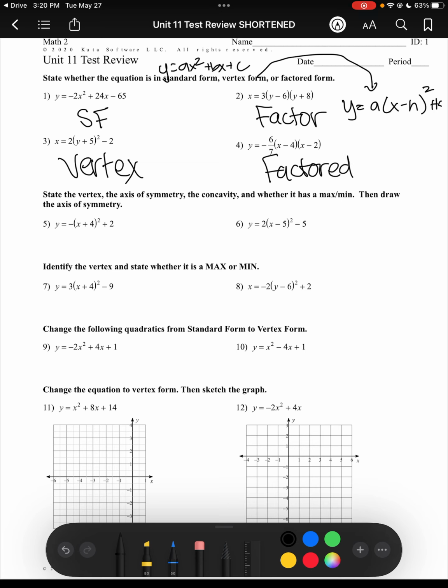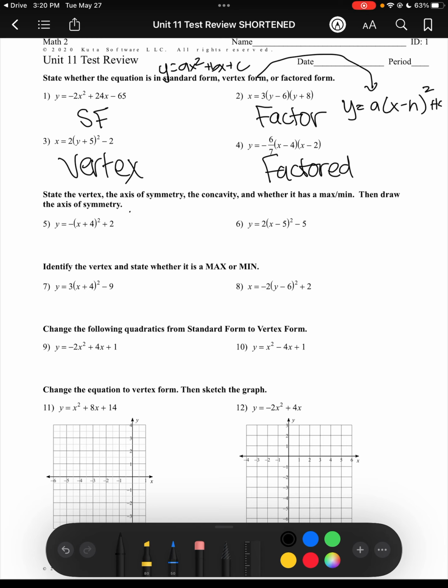The next section is asking us to find the vertex, axis of symmetry, concavity, and determine if it has a maximum or a minimum, and then draw the axis of symmetry. So this first question here, I can see that it's in vertex form. So that is a good form for being able to quickly identify these things without spending a lot of time. And you won't need to do any calculations for this question because it's in vertex form.